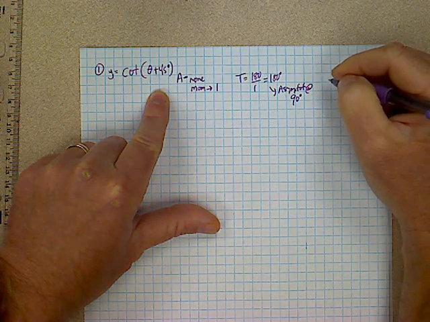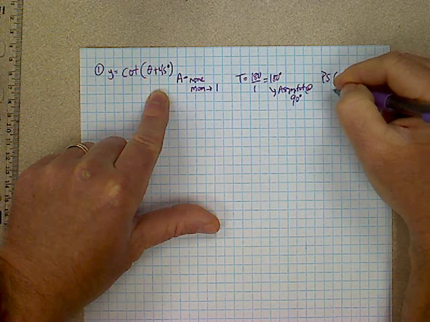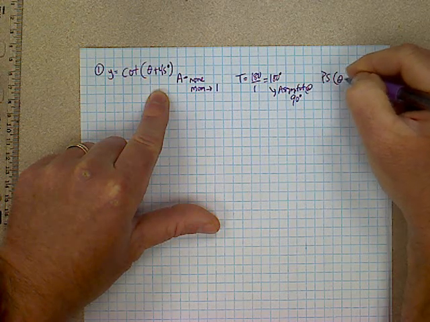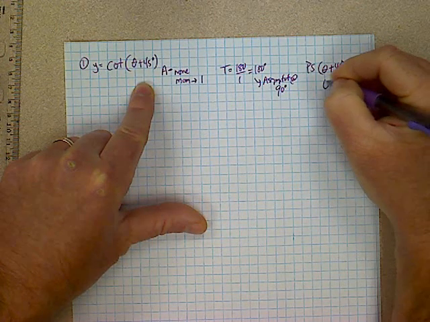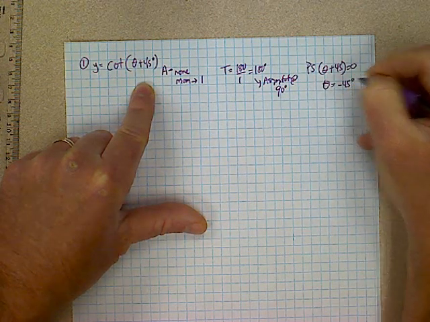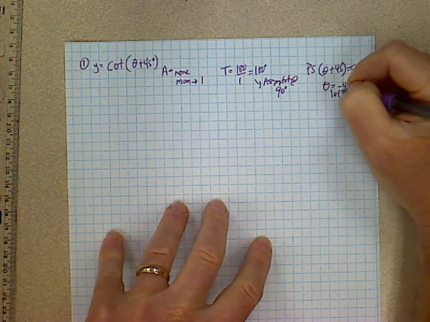And then lastly, the phase shift here is going to be when I do the parentheses theta plus 45 equal to 0. Subtract over 45 and theta equals negative 45 degrees. So we'll be going left 45.